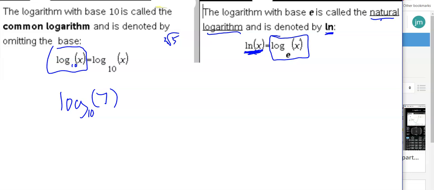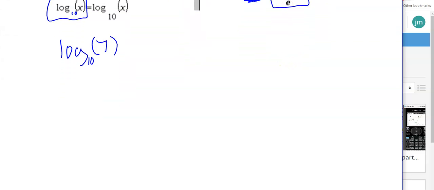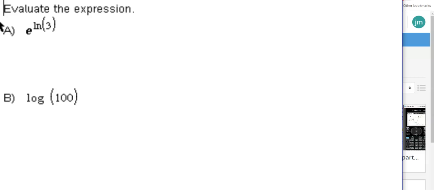In fact, there's a button on your calculator. If you use the button on your calculator that says log, it's going to be this kind, base 10. If you use the natural log button on your calculator, that is going to be base e. So it is something that will be helpful. All the properties we learned still apply to this one.